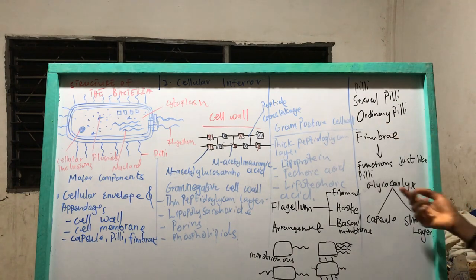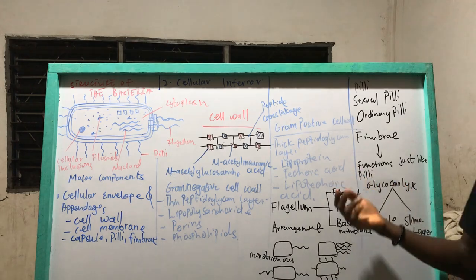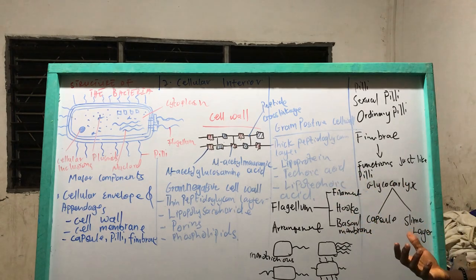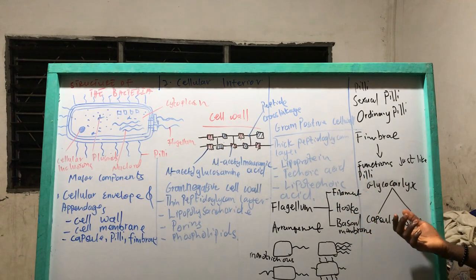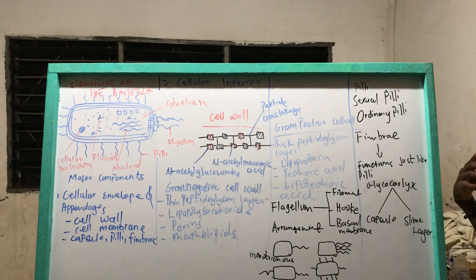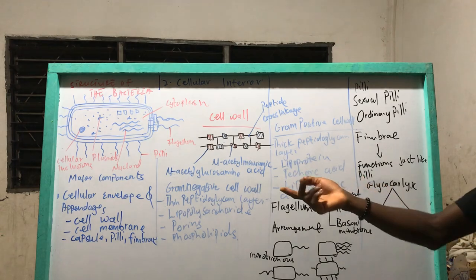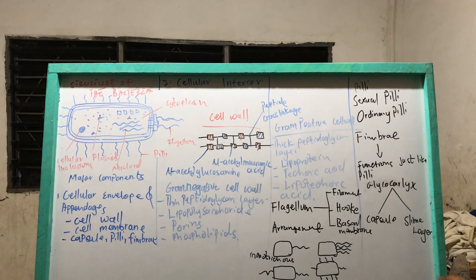And then we have the glycocalyx. The glycocalyx consists of the capsule and the slime layer. They are structures that surround the bacteria apart from the cell wall. It is just a specialization in certain specific bacteria. For instance, when we take Mycobacterium tuberculosis, they have a glycocalyx containing mycolic acid, and what surrounds the mycolic acid is a slime layer.